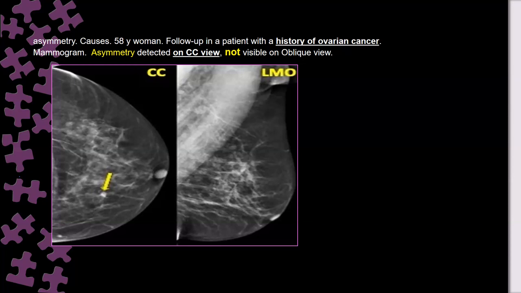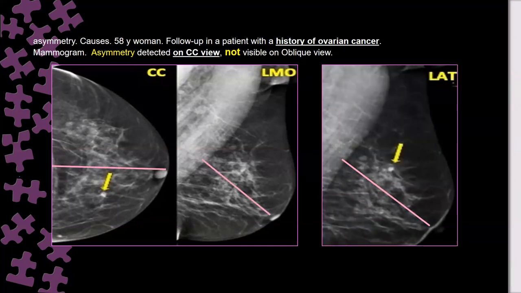Excellent, excellent. Before lateromedial, we can do spot magnification to make sure, to characterize it further. Does it fade away or does it persist? Then okay, we'll go for lateromedial. We expect the lesion to be on the medial aspect. Lateral, yes. This is the lateral view.